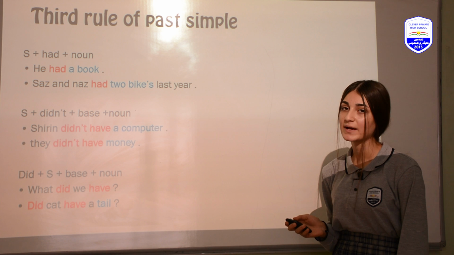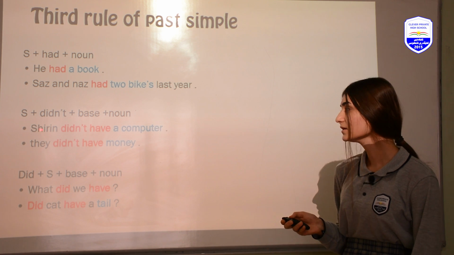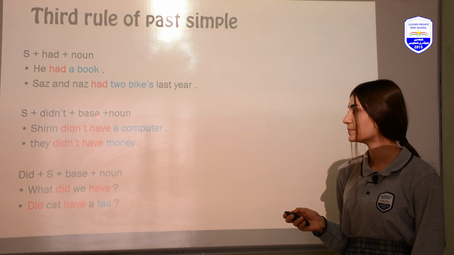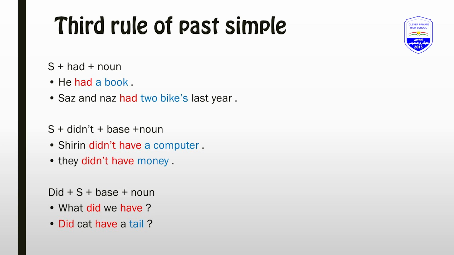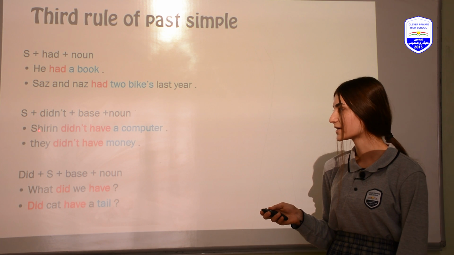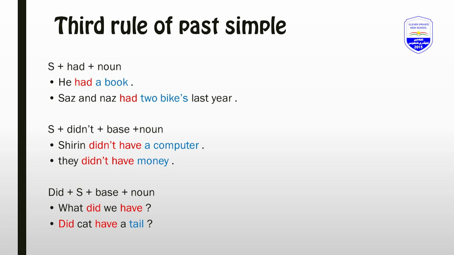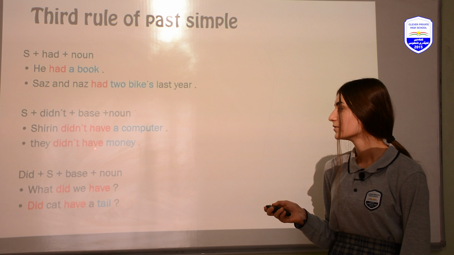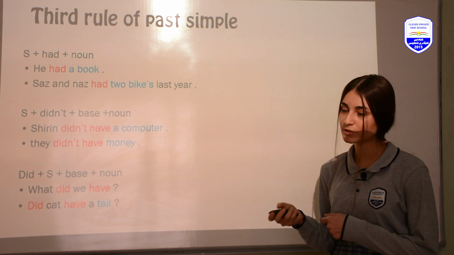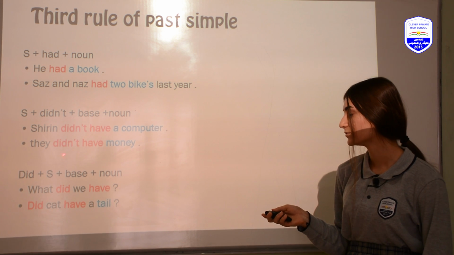Another form for the third rule of past simple, negative form. Subject plus didn't plus base plus noun. We use the base because we have didn't in the sentence. We have two examples. Shirin didn't have a computer. Shirin is the subject, and didn't have, base, because we have didn't in the sentence. We must use the base. A computer. Another example, they, the subject, didn't have. We use have again, because we use the base because we have didn't.